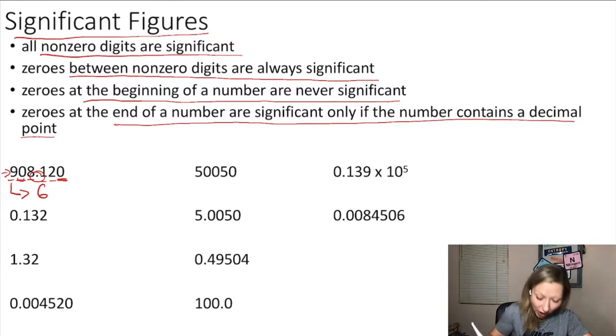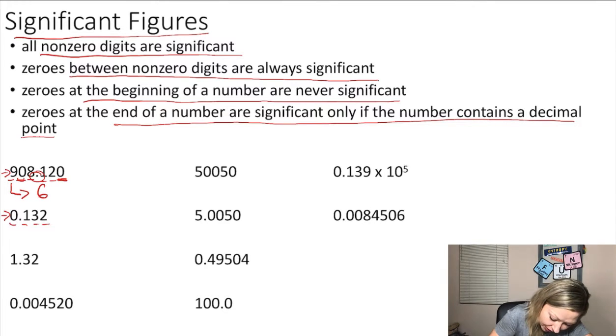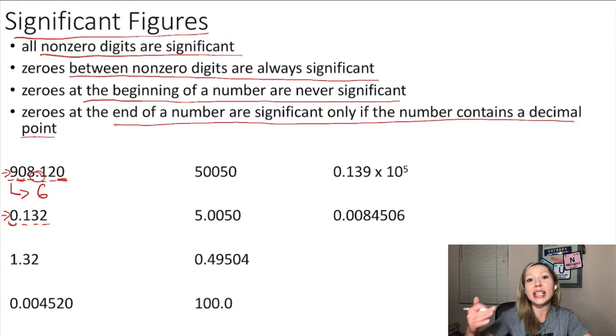All right, what's up with my next example? So we know that 1, 3, and 2 are always going to be significant. What's up with my first zero? Is it significant or not? It is not, right? Because it is at the beginning of a number. So I can actually show this using scientific notation. Scientific notation is used to write really small or really large numbers in a simpler way.